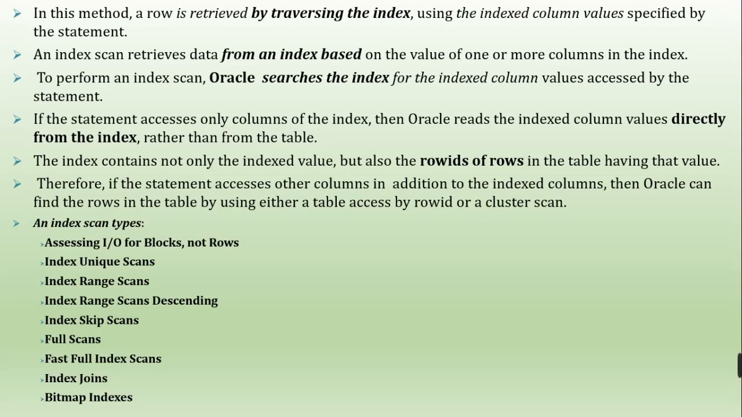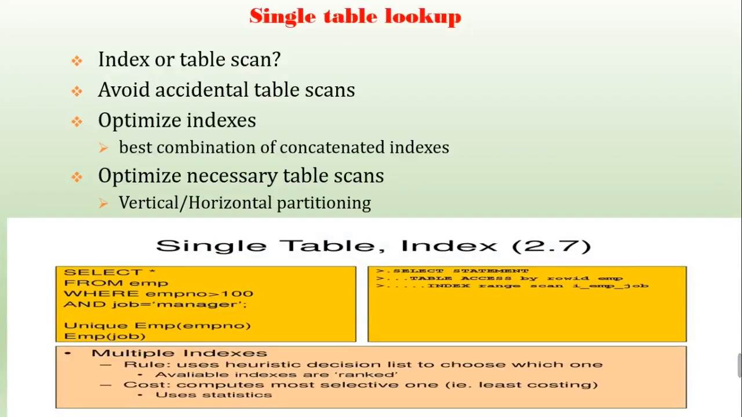Index scan types, accessing IO for blocks, not rows: index unique scan, index range scan, index range scan descending, index skip scan, full scan, fast full index scan, index joins, bitmap indexes. Single table lookup: index or table scan, avoid accidental table scan, optimize indexes, best combination of concurrent indexes, optimize necessary table scan, vertical and horizontal partitioning. So here is the single table index.